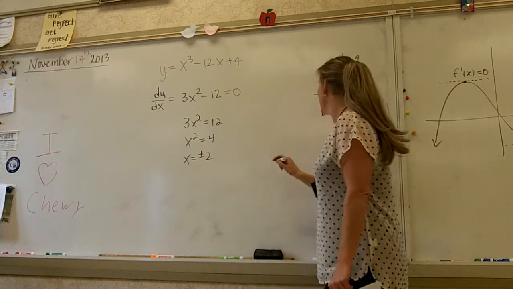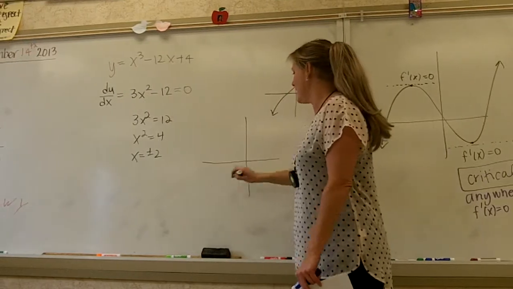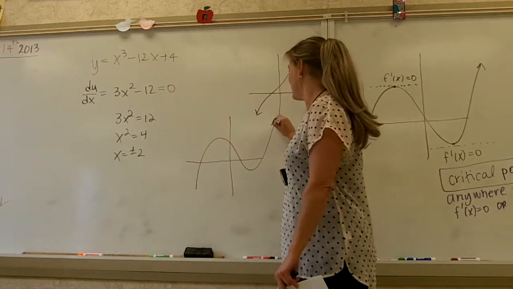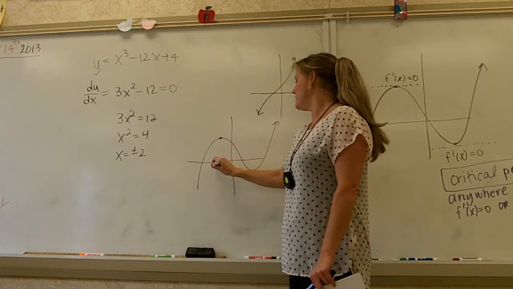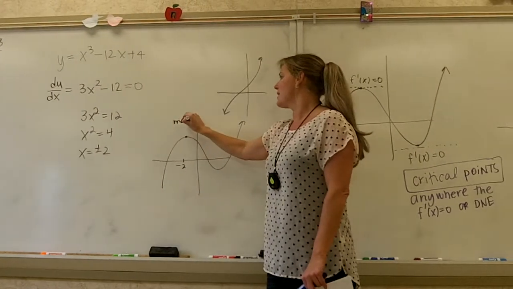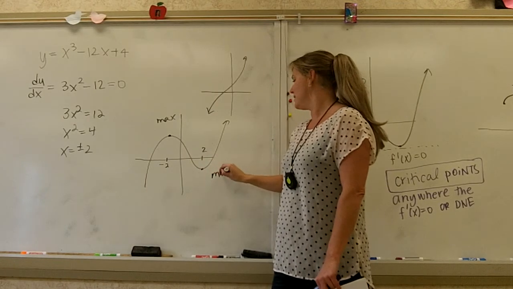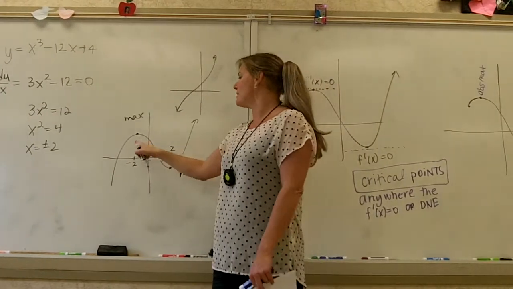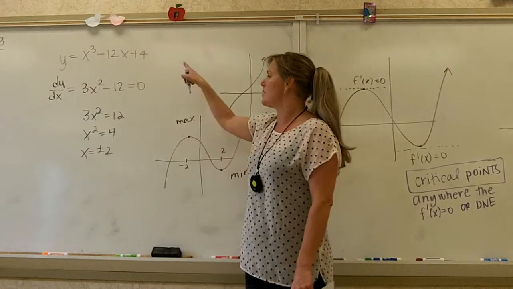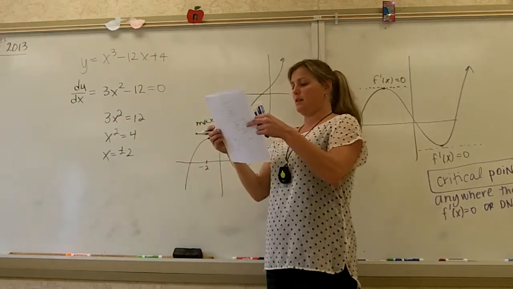So that means that I'm going to have a situation that looks something like this. At negative 2, I have a max. And at positive 2, I have a min. And the way I figure out what the y values are of these points is I just go back and plug them back in there. So I already did that.